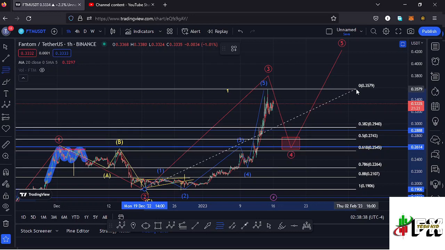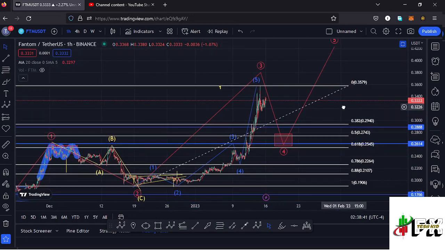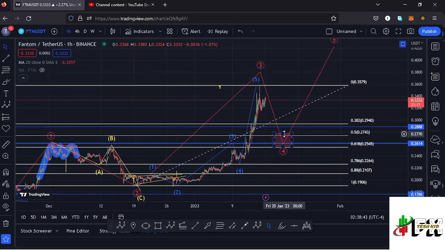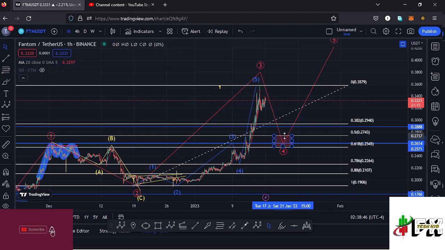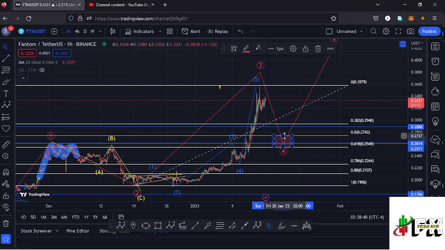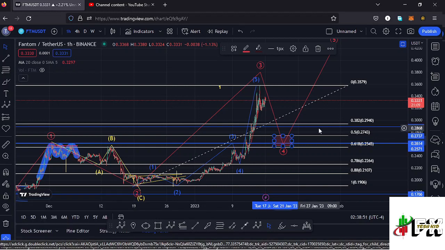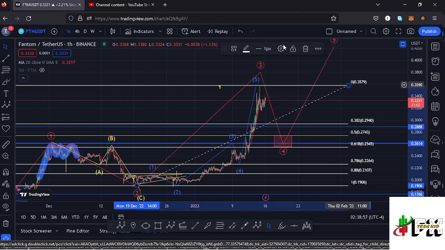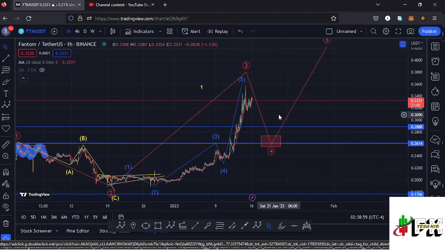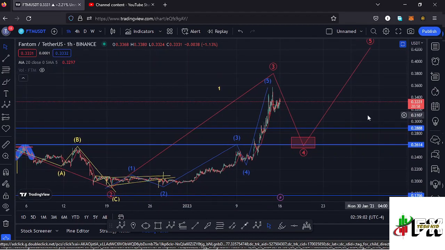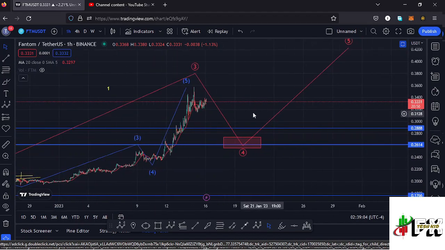That is so because a wave 4 is a retracement of that wave 3 to the upside, and that gave me a minimum retracement area between the fib level 0.5 and the fib level 0.618, and that target area lies between the $0.27 mark and the $0.2545 mark. That is the minimum that I'm expecting this wave 4 to the lower side to do, and I'm giving you possible scenarios that could be playing out over here.